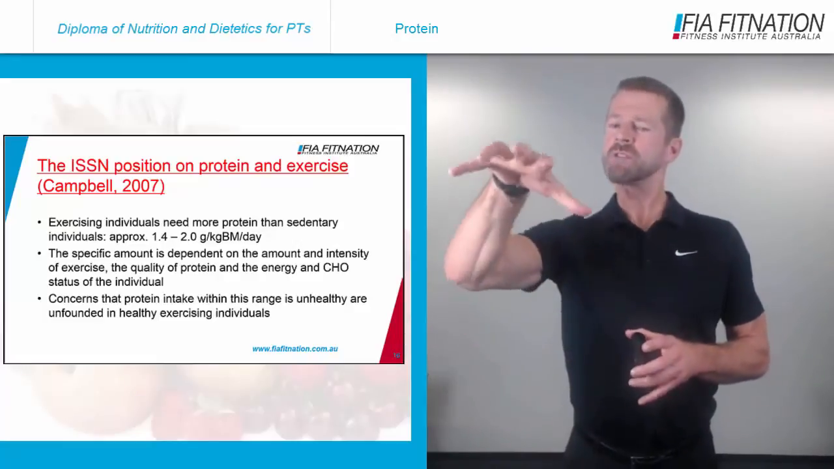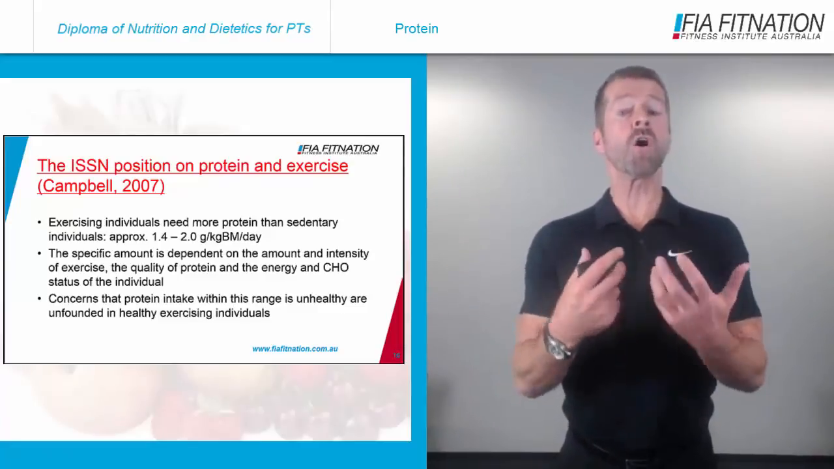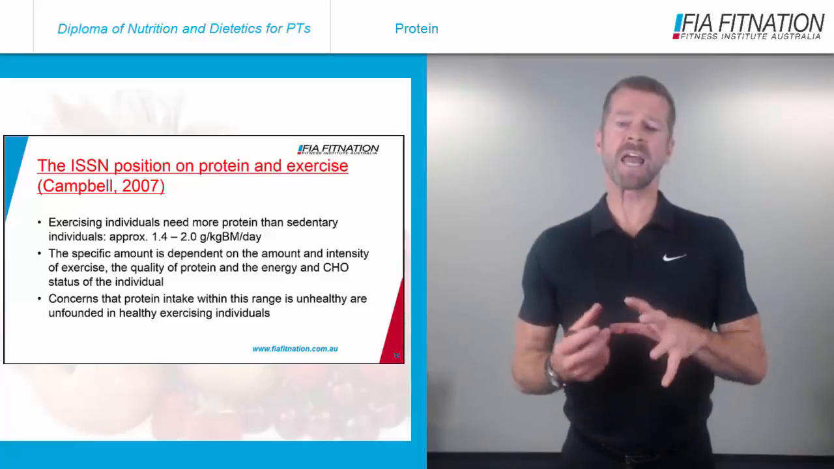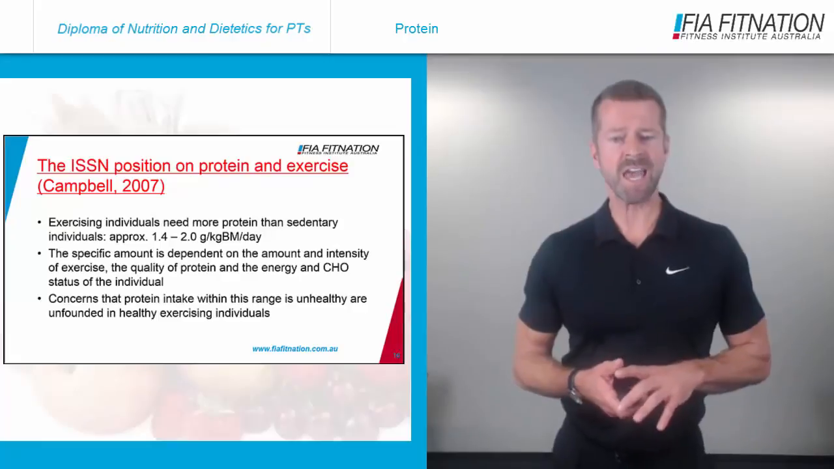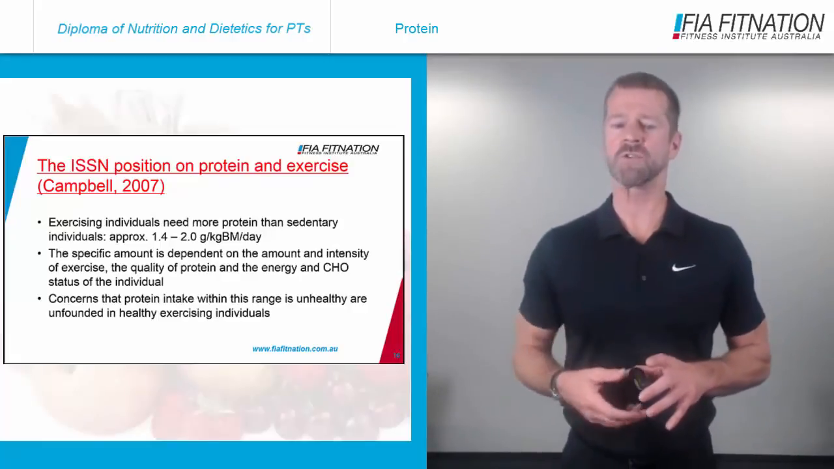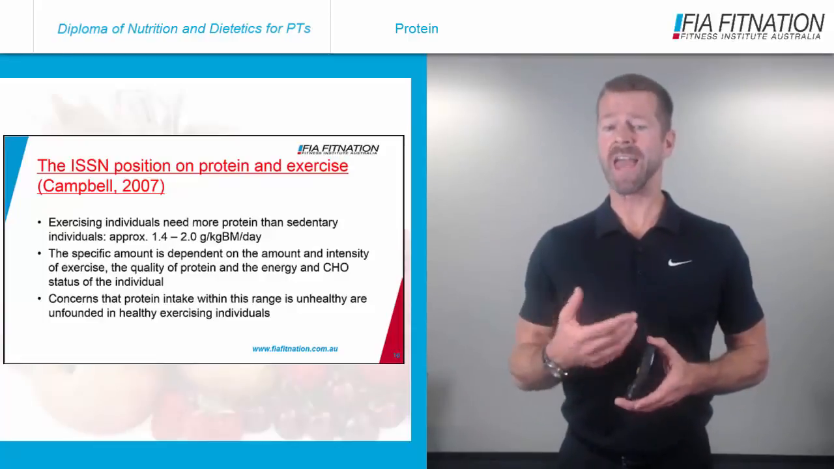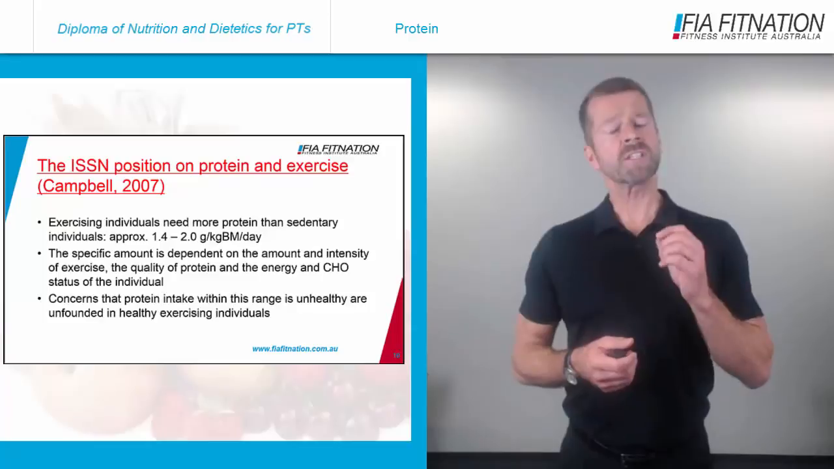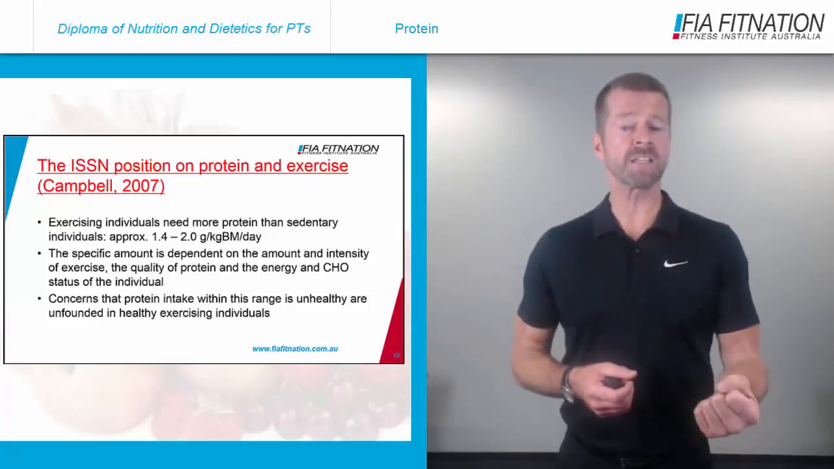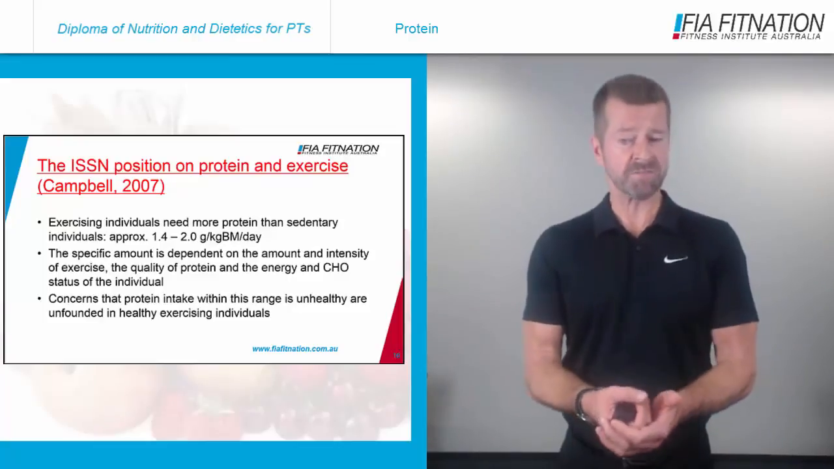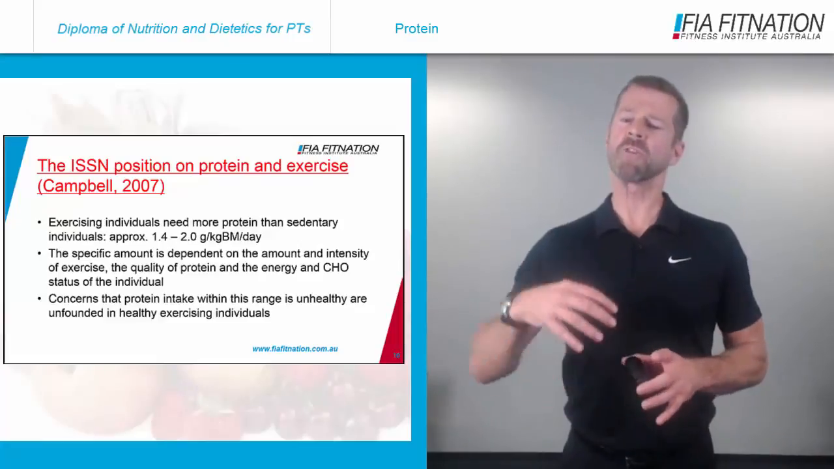Somebody who's low in energy and low in carbohydrates might need more protein, because those gluconeogenic amino acids can contribute to energy creation. Concerns that protein intake within this range, the 1.4 to 2 grams, is potentially unhealthy are unfounded in healthy exercising individuals. The studies that were done on the negative side effects on the liver and the kidneys were done on people who had kidney insufficiency, so people who already had problems with their kidneys.